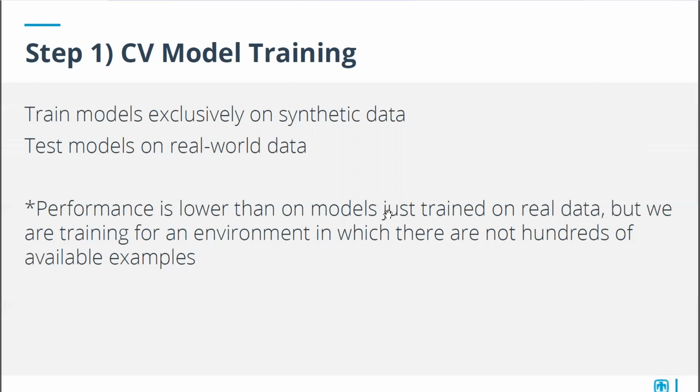We're training these models for an environment in which we might have only one example of a picture, or maybe even just a physics model where we know that we can make something of certain dimensions and it'll work, and we want to be able to detect it, but we've never seen it before. So that's the environment that we're aiming for.